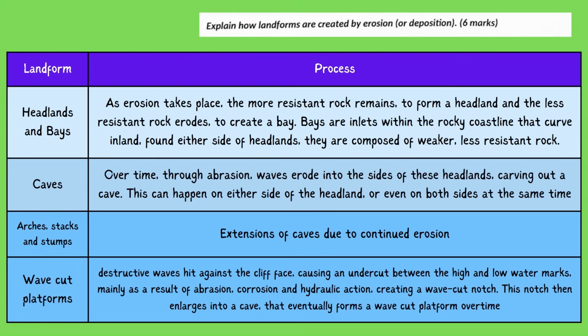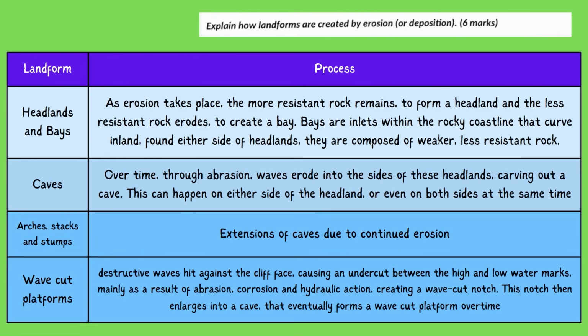Caves. Over time, through abrasion and hydraulic action as well, waves erode into the sides of the headlands, carving out a cave. This can happen on either side of the headland or even on both sides at the same time, and that will then create an arch. So for arches, stacks, and stumps, this is effectively an extension of the cave due to continued erosion.